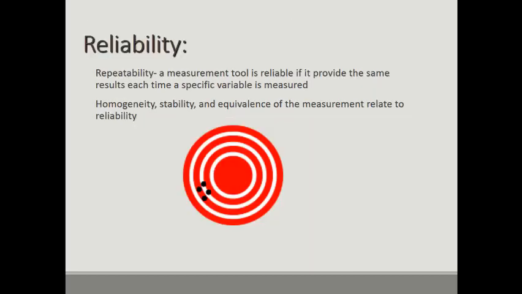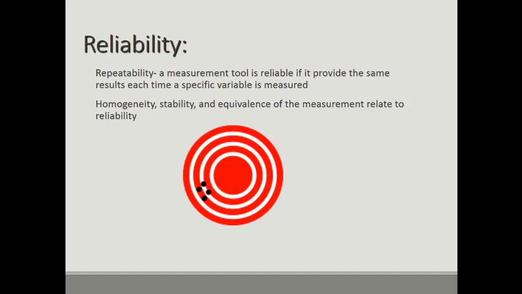Reliability is an entirely different concept from validity. Reliability is simply repeatability. A measurement tool is reliable if it provides the same results each time a specific variable is measured. There are three different factors that we're going to talk about that can impact reliability: homogeneity, stability, and equivalence.